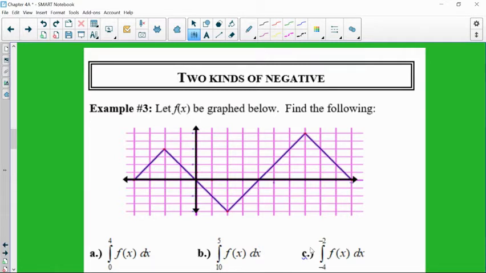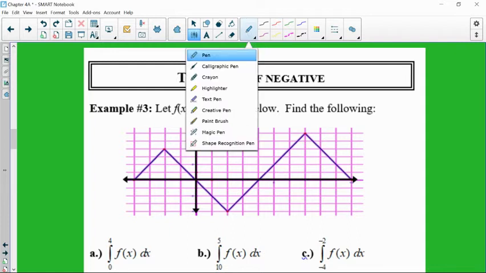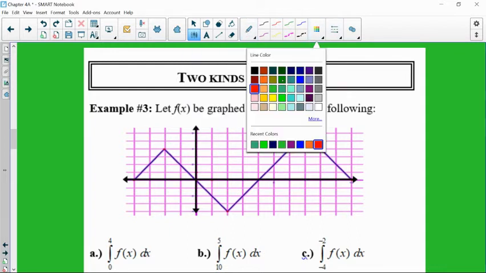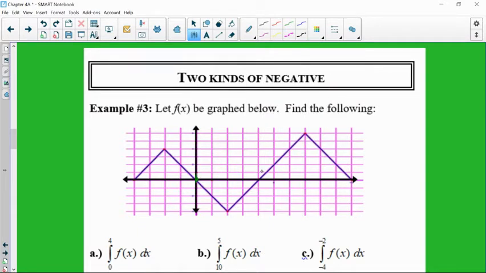Okay, so I'm calling this two kinds of negative. Remember, this means find the area under the curve up to the x-axis. But what if you're below? If I look right here from 0 to 4, my curve is below the x-axis, not above. So it still takes up space. It's still a 4 by 4 triangle, so it takes up 8 units of area.